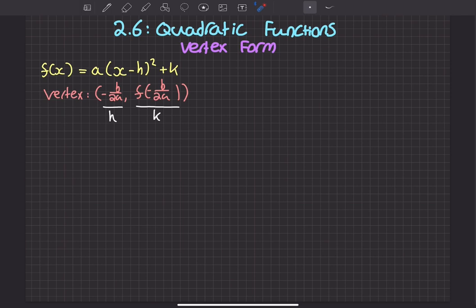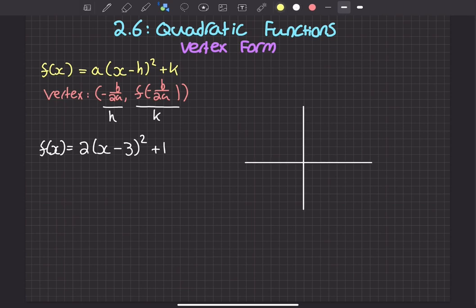Okay, so let's say we had a function, for example, f of x equals 2(x minus 3) squared plus 1. We have this 3 here and this 1 here. We can immediately realize that this is the x-coordinate of the vertex and this is the y-coordinate of the vertex. So if we go to draw a graph, right here, we immediately know that the vertex is at x equals 3, y equals 1.